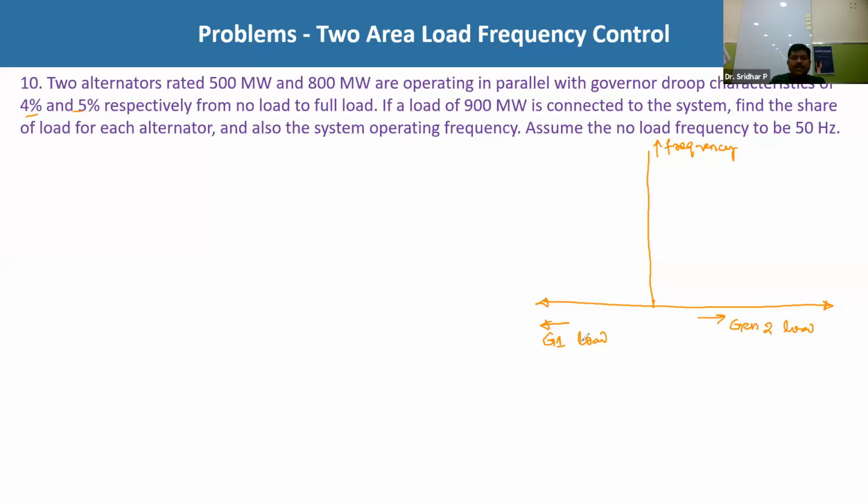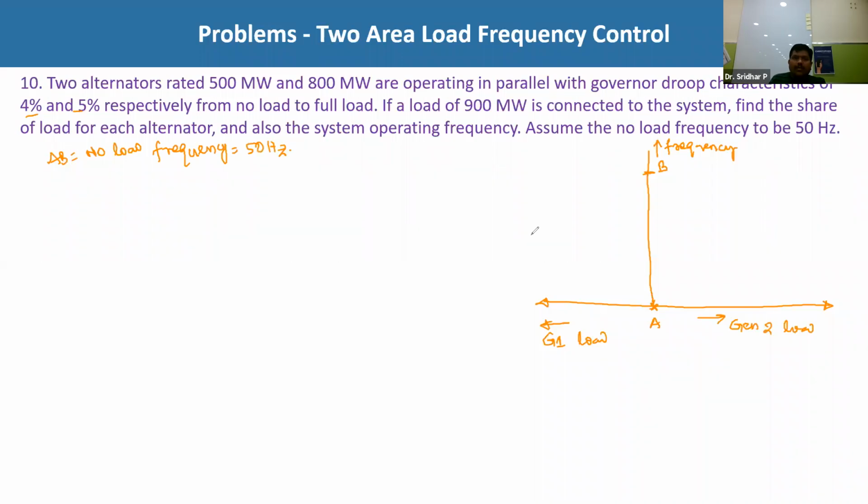So between the generator 1 load and the frequency, let me assume this is point A and this is point B. AB is 50 Hz, because at this point, whatever the load here, the load is 0. So this is nothing but the no load frequency, which is equal to 50 Hz.